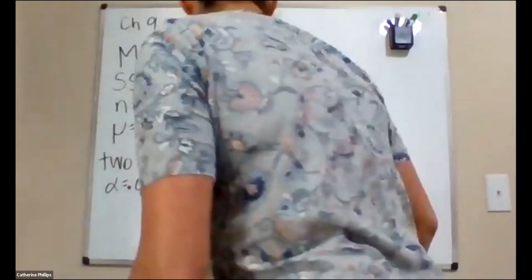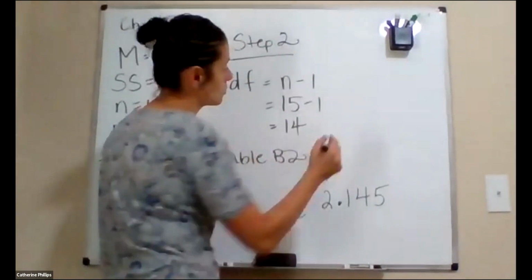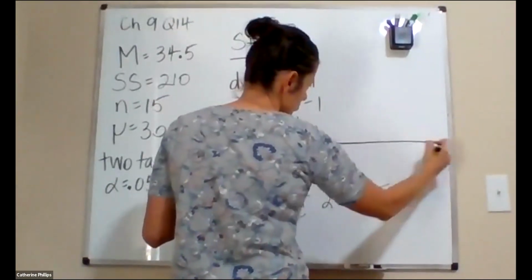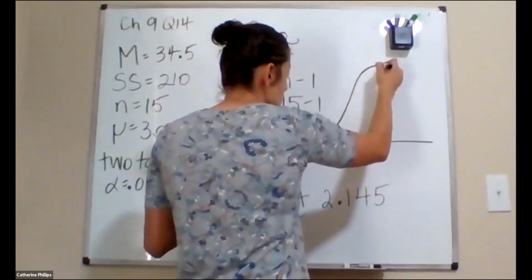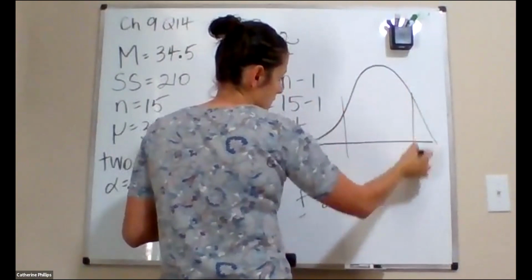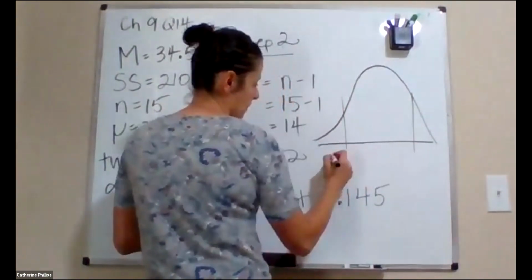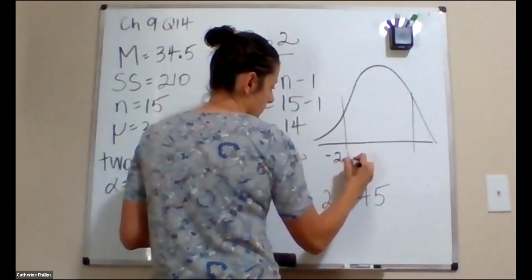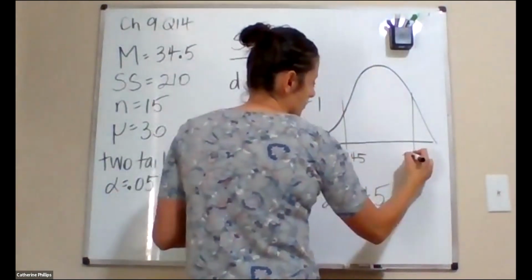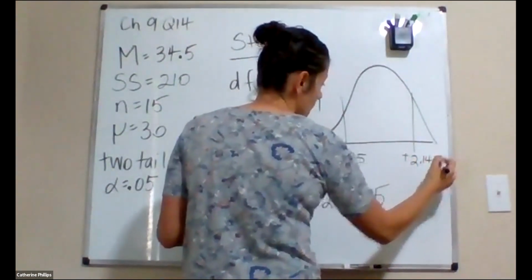So if I look at how that's going to look in terms of drawing it out, because I do recommend that you draw it out. It's plus or minus because it is a two-tailed test. So we have these two boundaries. Over here, negative 2.145. Over here, positive 2.145.